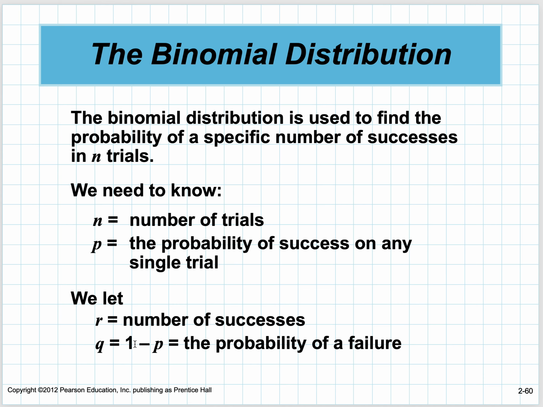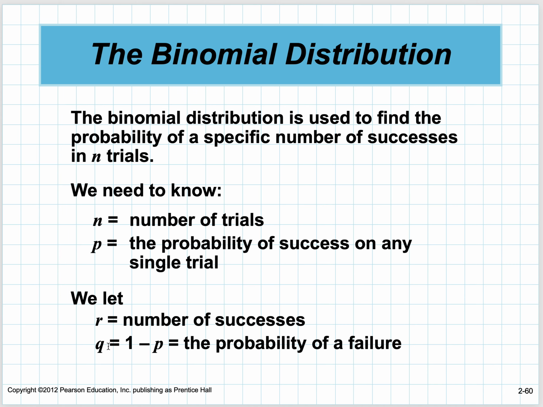q is the 1 minus p probability. Remember, everything is either a success or a failure. It's a head, it's a tail. It's a defective product, it's a good product. So if we're talking about a coin, the probability of getting a head, p, is 1/2. 1 minus p, or q, is the probability of failure, also 1/2. If the probability of getting a defective is, let's say, 2%, p is 2%, q is 1 minus 2%, or 98%.